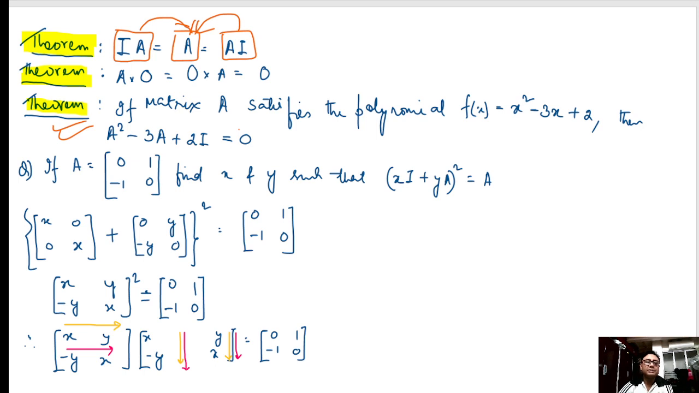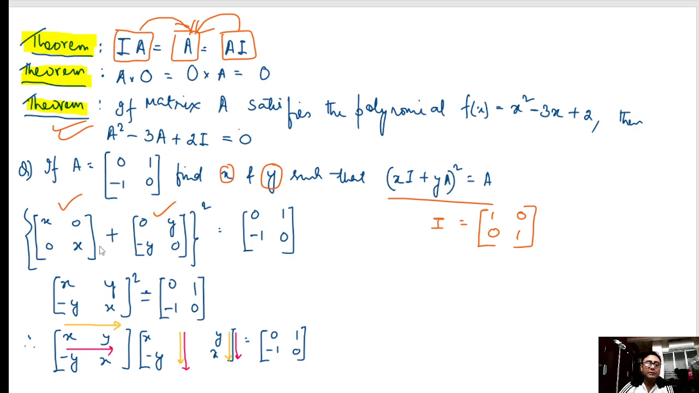First question: if A equals 0 1 minus 1 0, find x and y such that xI plus yA square equals A. This is given. So xI means x is multiplied with the identity matrix. What is the identity matrix here? 1 0 0 1. If you multiply this with x, it becomes this. Similarly, if you multiply the matrix A with y, you will get this.